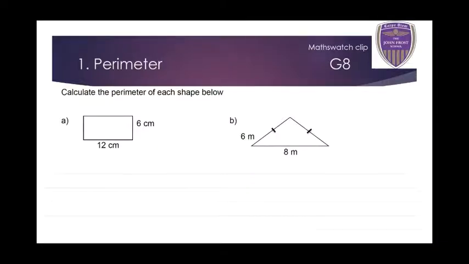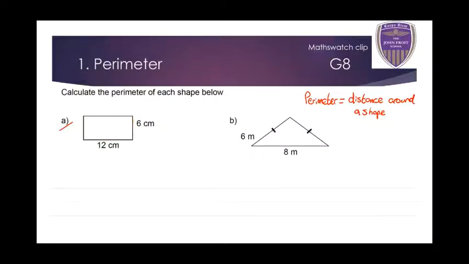So remember, the perimeter is the distance around a shape. So perimeter equals distance around a shape. Okay, so for example, if we look at question A, the perimeter is the length of all four sides of this rectangle here. Okay, so how can we figure this out?